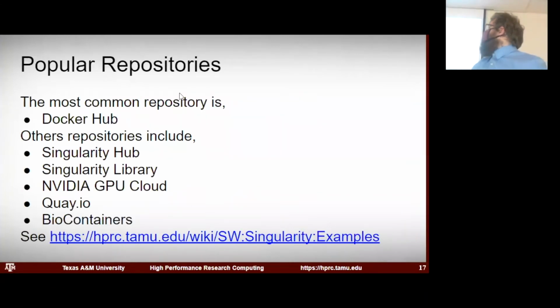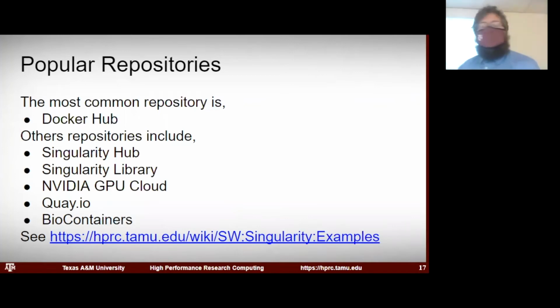The most common repository for containers is Docker Hub, because most containers in the wild are Docker containers. But there are others. We have a Singularity Hub, a Singularity Library, both of which contain images in the native Singularity format, although I think Singularity Hub is being replaced by something else. So this may not be accurate for much longer. NVIDIA has their own repository, so if you like GPU-ready images, you may find what you need there.